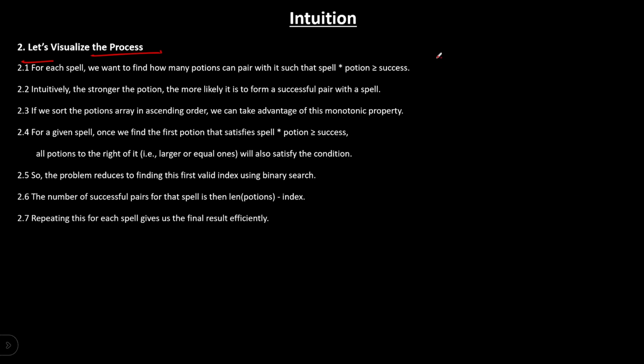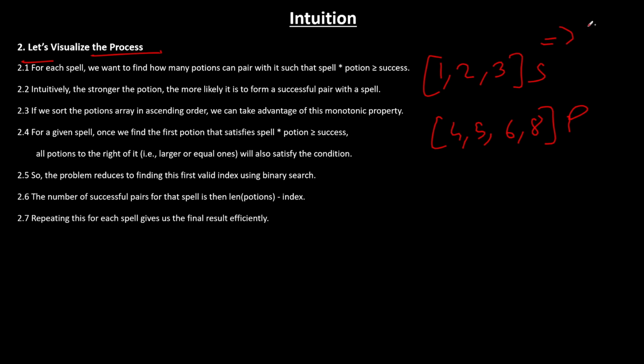Suppose, let's take an example of spell as 1, 2, 3. Okay, this is the spell. Let portion be 4, 5, 6, 8. Okay, and let the success be 10. Okay, this is the success. So what could we do?